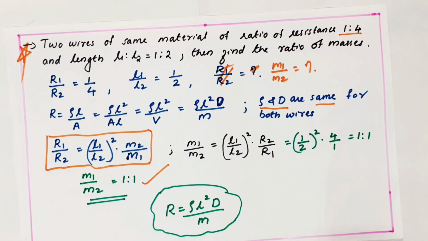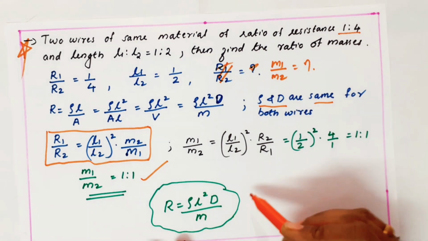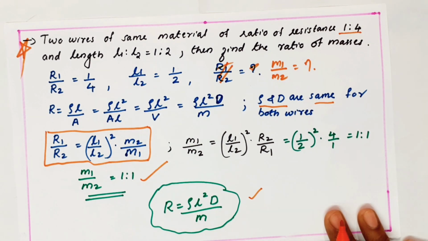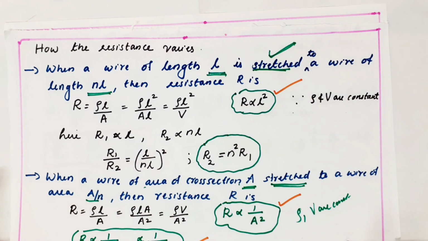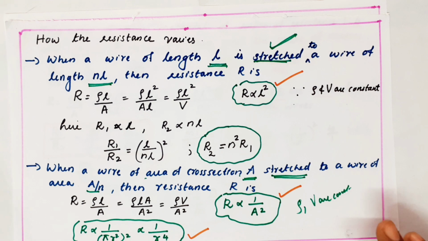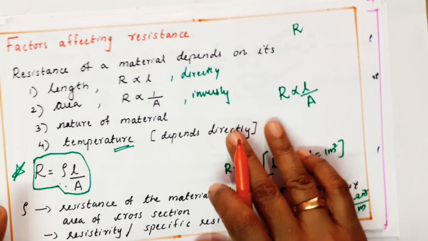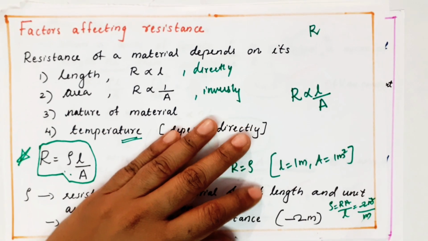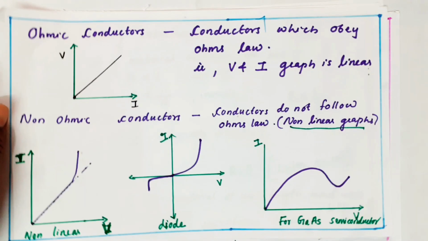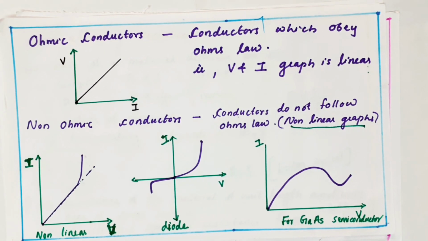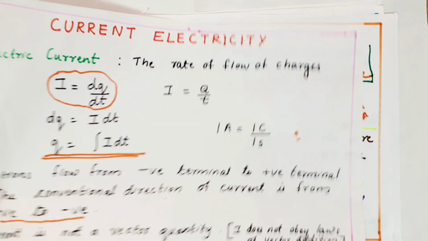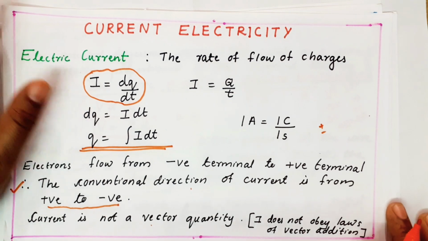Clear? So I told many equations for resistance. This equation rho L square D by M. And I told what factors it depends on when the wire is stretching. And then I told what the general factors are that resistance depends on. And I told about non-ohmic and ohmic conductors. And we did what Ohm's law is. Right? Then we did which one? First one. What is the equation for current?